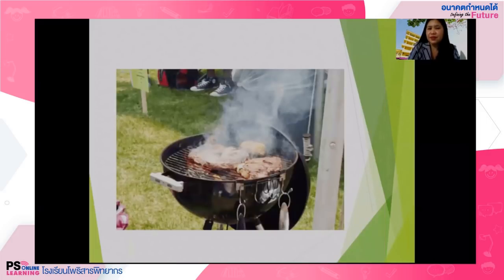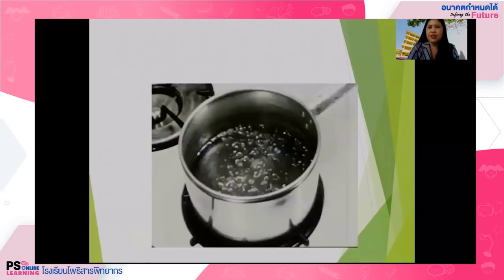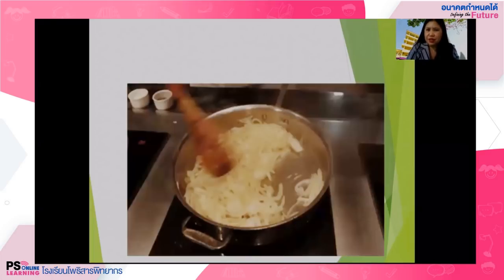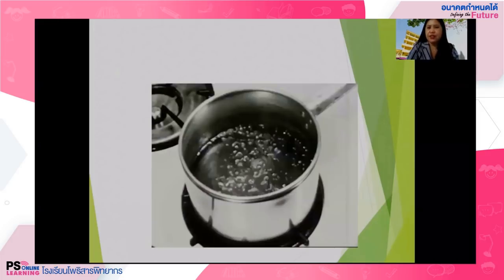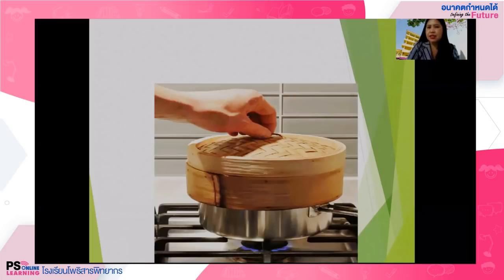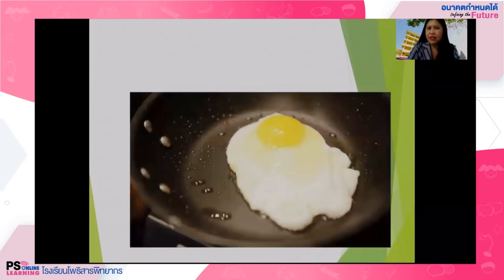The next one. Again, what is this? Grilled. Very good. Next one is with the pot and the water. Boiled. Very good. Say it with the D sound, okay? Next one is sauteed. Very good. Next one is, what is this? Fried. Very good. Next one is, again, boiled. Next is steamed. Very good.